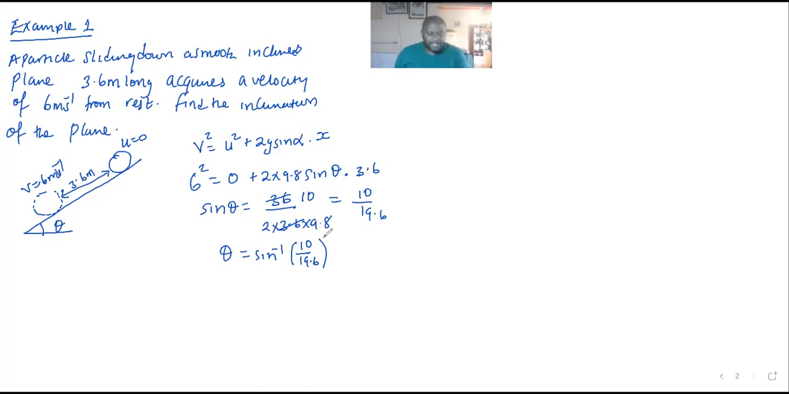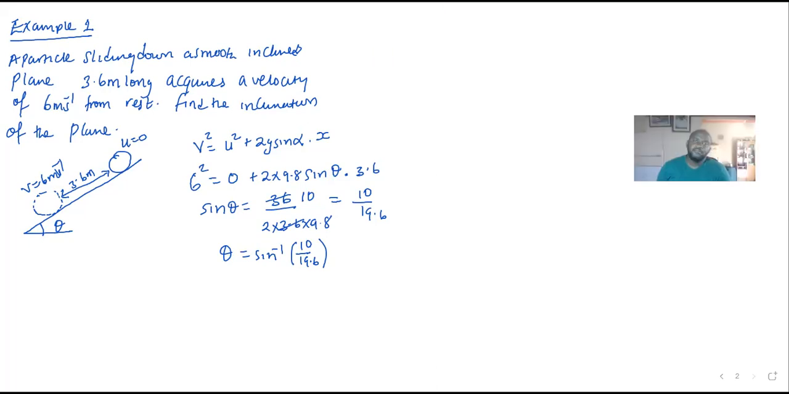So has someone computed for us and got the answer? Lutula, give me the answer. 36.67. 36.67 degrees, angles to 2 decimal places.